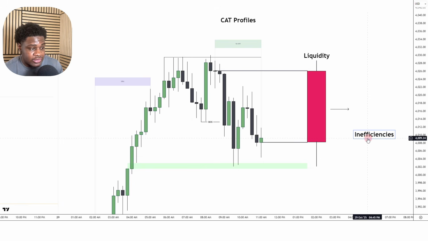So obviously, where does this trade end? This trade ends within an inefficiency. Price comes higher to take out a level of liquidity. We're simply shorting the market, anticipating it to go lower to reach down into an inefficiency.